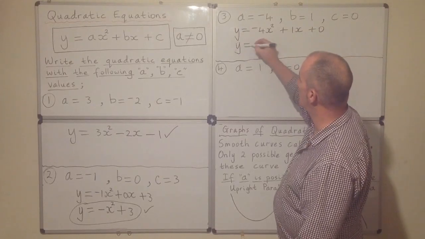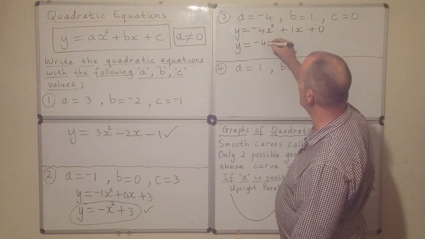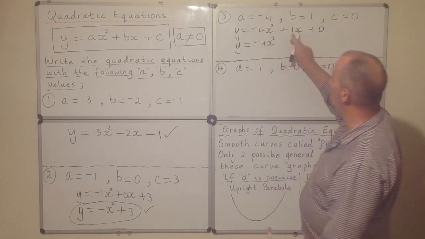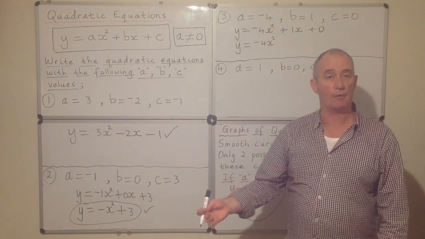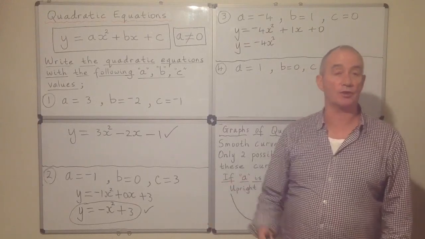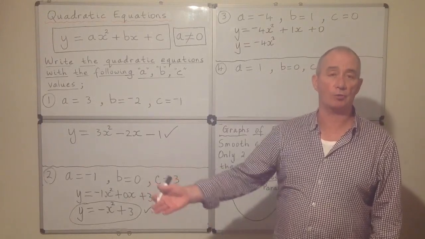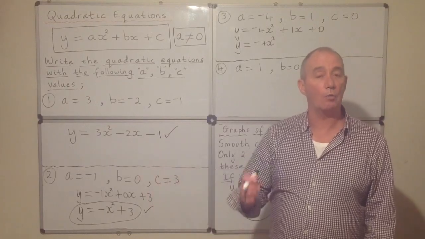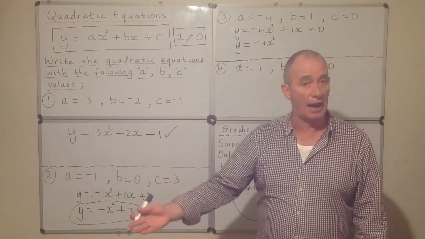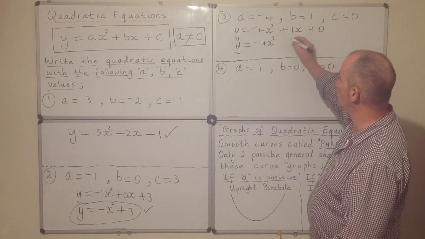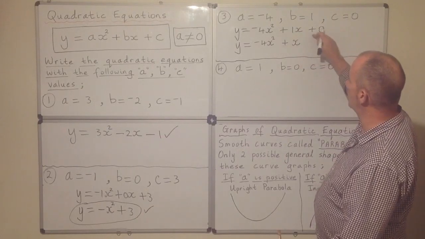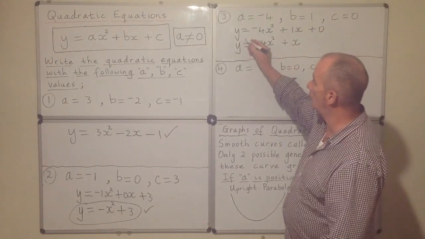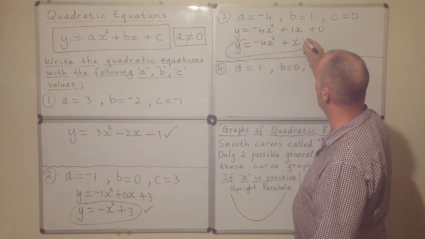Y equals negative 4x squared. Now, 1x means 1 multiplied by x. 1 multiplied by x, well, 1 multiplied by 7 is 7, isn't it? 1 multiplied by 13 is 13. 1 multiplied by x is just x. So, plus 1x, we'll just write it as x. And plus 0, we can just leave that out. That's the final answer there for that one.